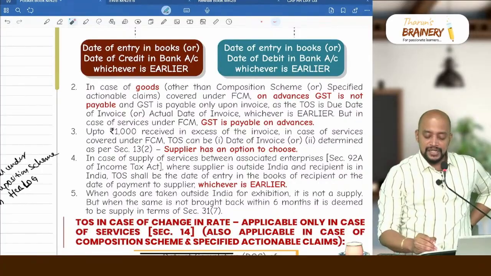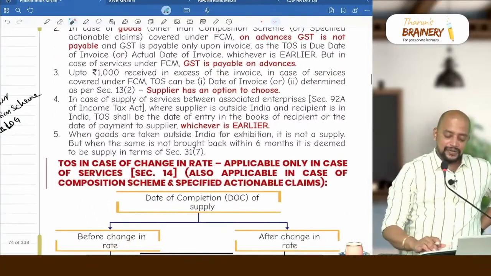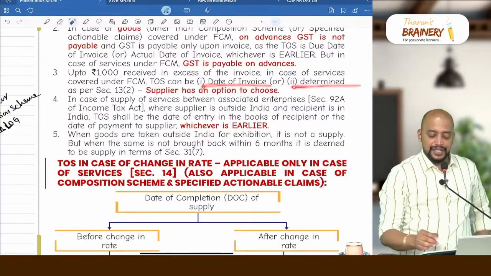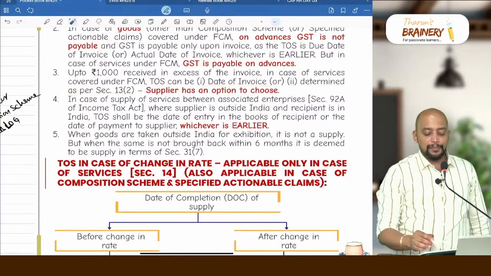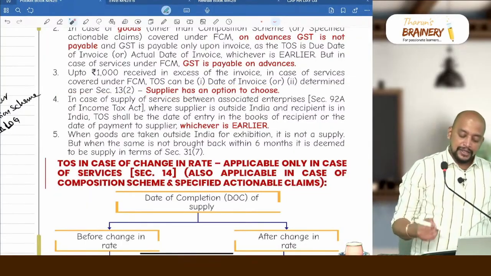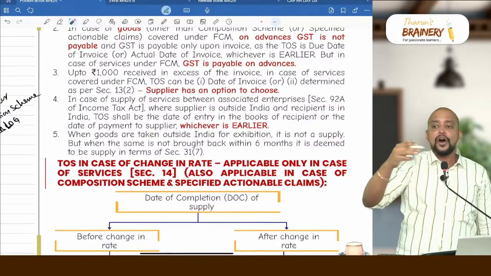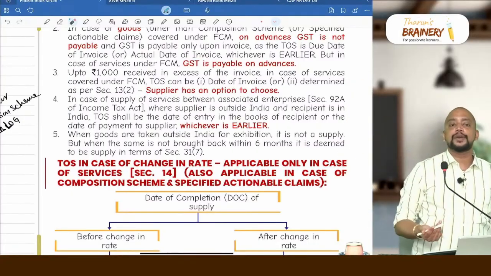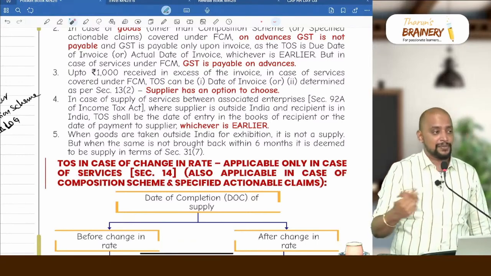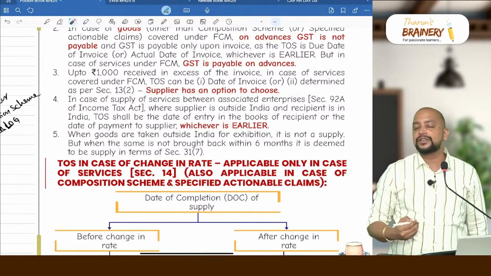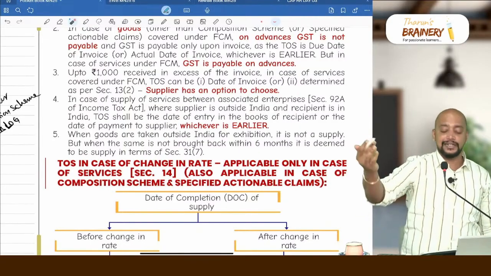So up to 1000 rupees received in excess of the invoice in case of service covered under FCM, time of supply can be date of invoice or determined as per section 13(2). Supplier has the option to choose. Date of invoice means whenever for that excess amount we give the invoice in future, or the regular provisions of 13(2). What is regular provisions of 13(2)? Invoice date or payment date, whichever is earlier. So supplier has option to choose. What is the advantage of this? The advantage is that they can defer the tax payment.